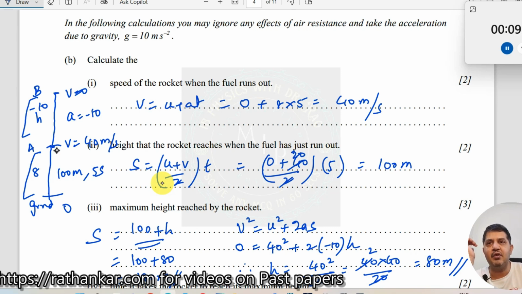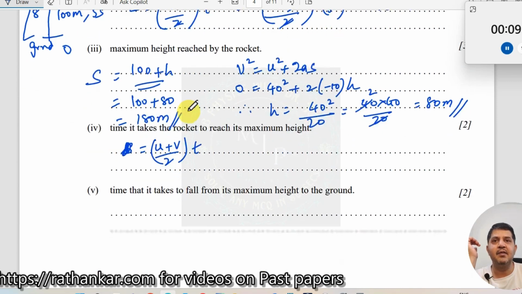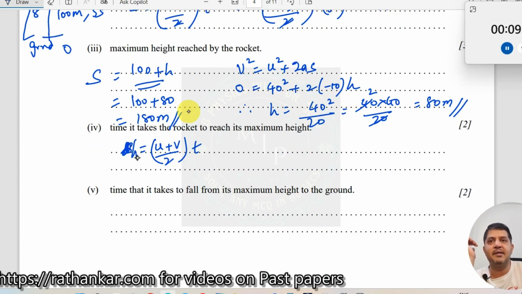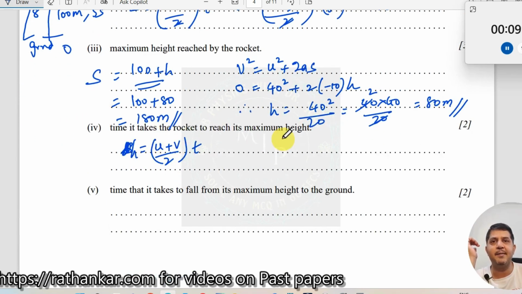Okay, from the ground to the point where the fuel becomes empty, it is 5 seconds. So here I need to find this time over here. How do I find that time? What is the h? This value is nothing but h here. What's the value of h? The value of h we have got here is 80 meters. So we have got 80 meters as the height.